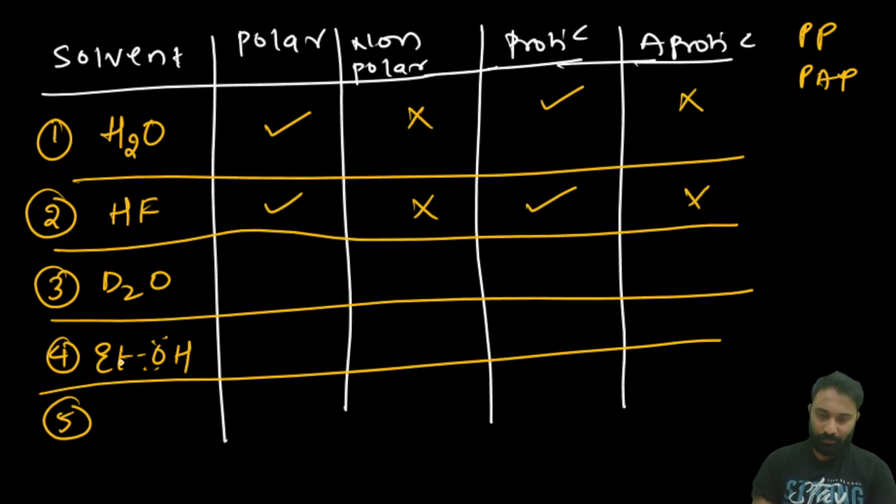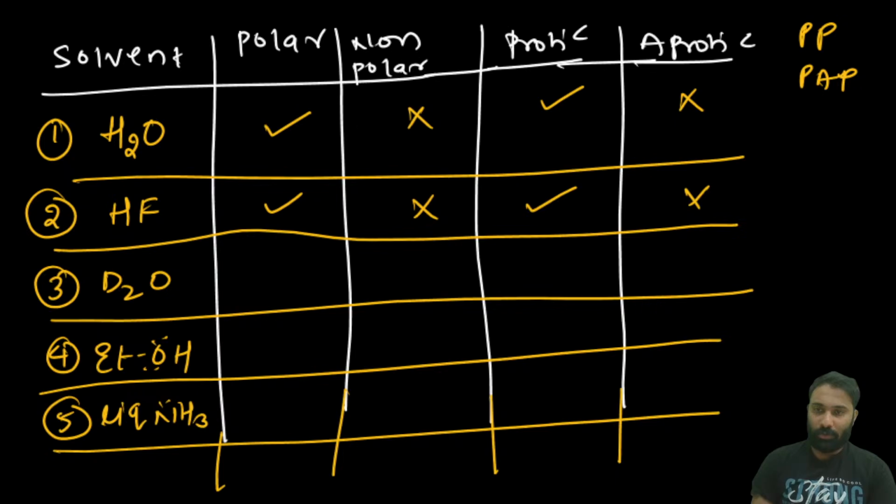Next, D2O. D2O and H2O are the same. Don't get confused. This is deuterium and this is H2O. D2O is also polar protic only. It also comes under polar protic. It is not polar aprotic. D2O is also polar protic only. Don't get confused.